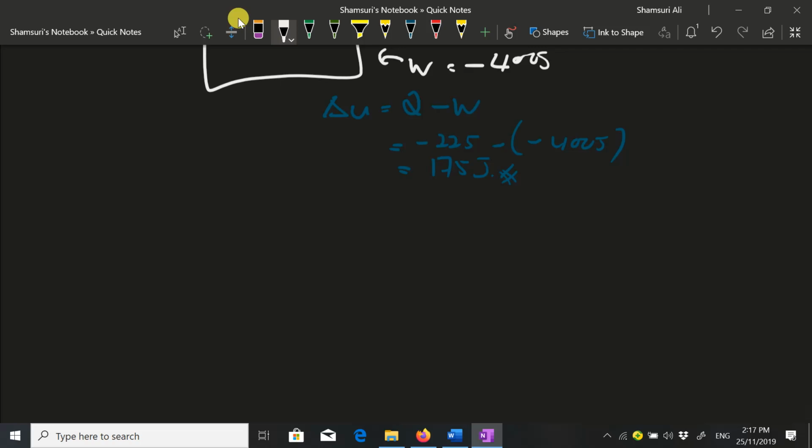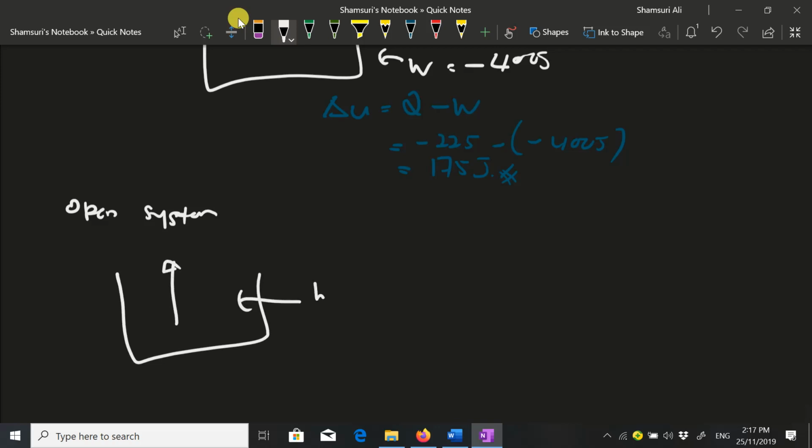If we have something like what we call an open system, it should be something like we have the system like this, where heat can go in and out, and then you can have the gas, maybe gas or oxygen can go in and out as well. So this is called an open system.